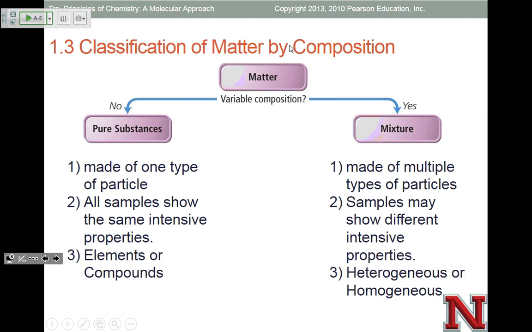And pure substances are going to be pure samples of either elements or compounds. Whereas mixtures can be either a heterogeneous mixture or a homogeneous mixture, and we'll look at that in more detail. We can have a mixture of multiple elements or multiple compounds, but pure substances can only be either elements or compounds if we have only that in a sample.